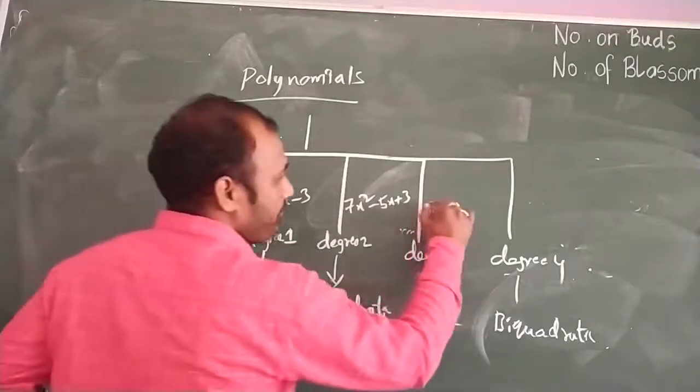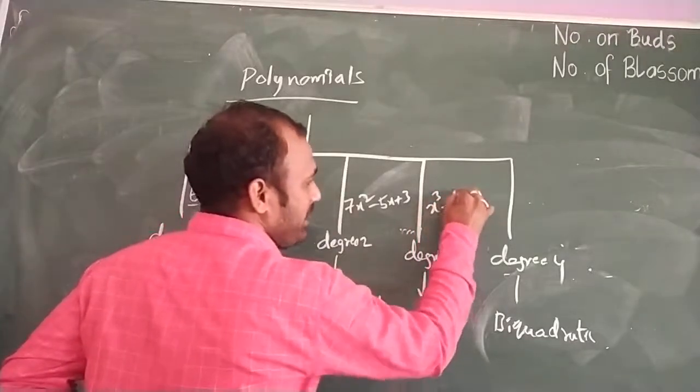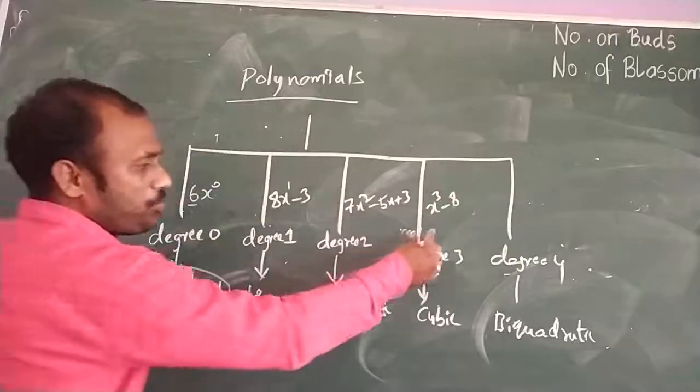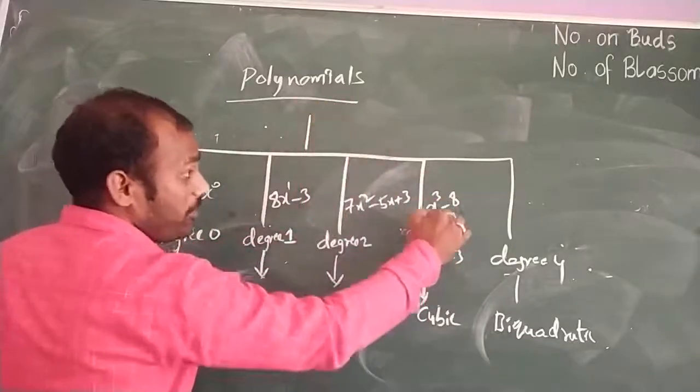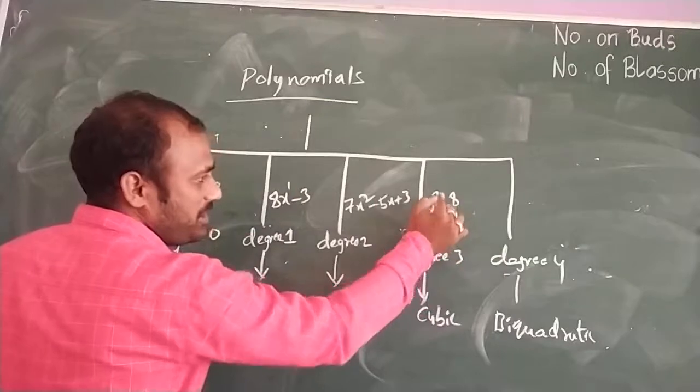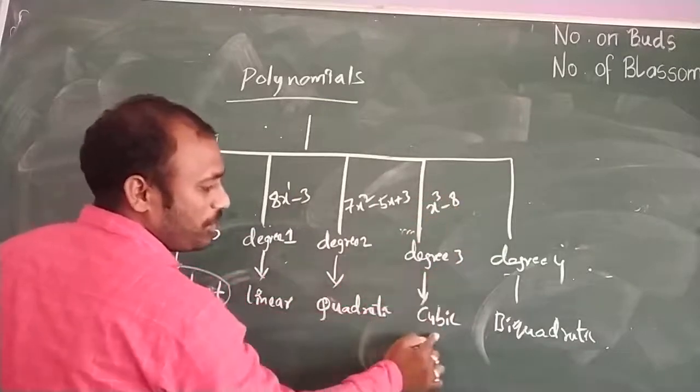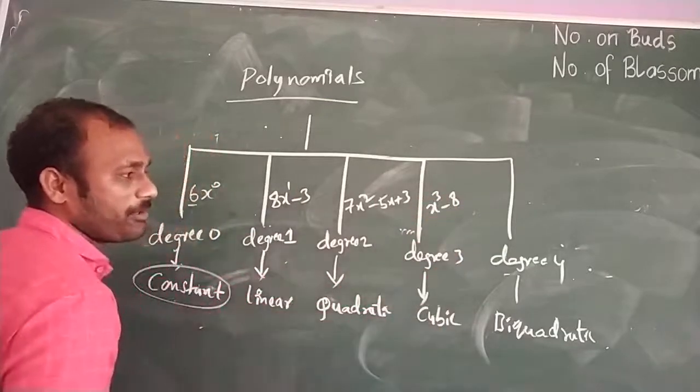Next, degree 3. x cube minus 8. If you observe this polynomial, even though there are 2 terms, the highest degree is 3, so this polynomial we are going to call a cubic polynomial.